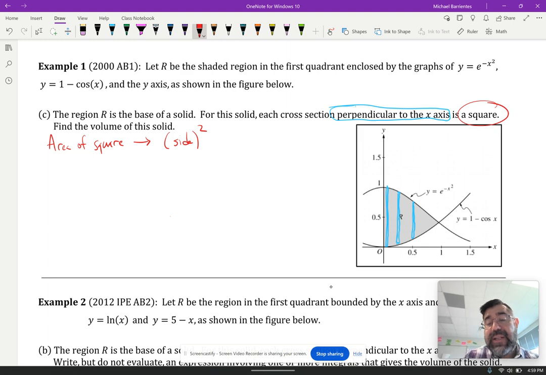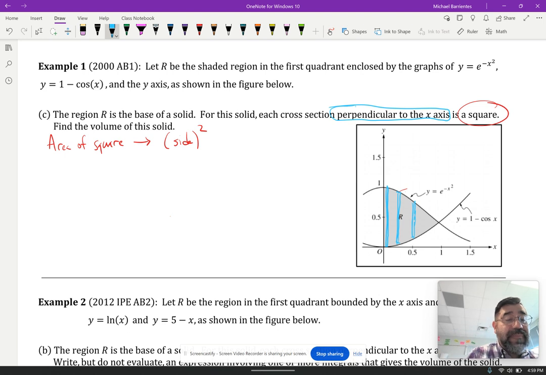The square is actually going up. I know that's not a very good drawing, but it's jutting up out of the page. And if that's the case, that means this blue length is the side of the square. So whatever this length is, that's the side of the square. If I can find an equation for that, then I'm good.